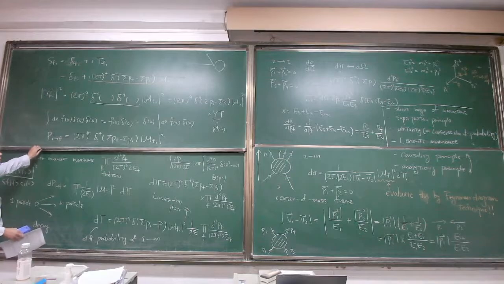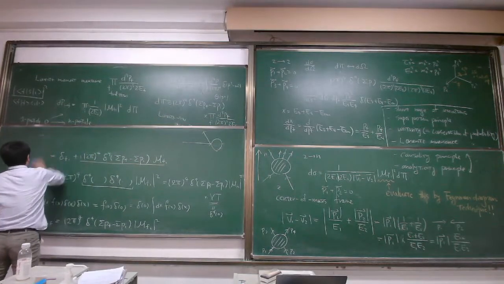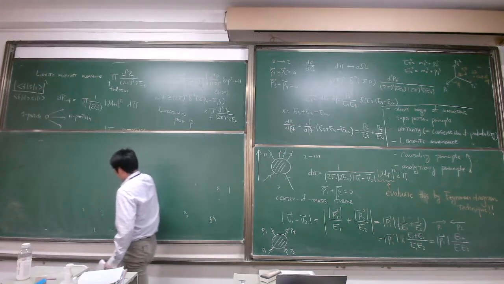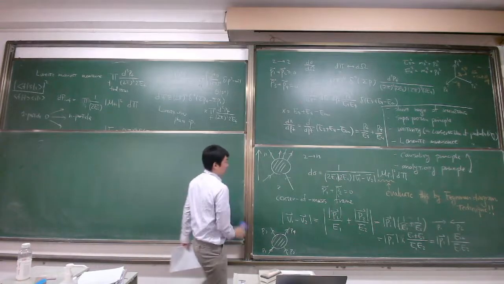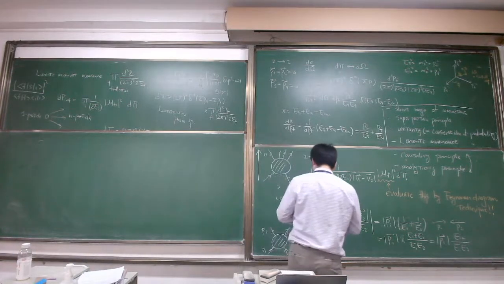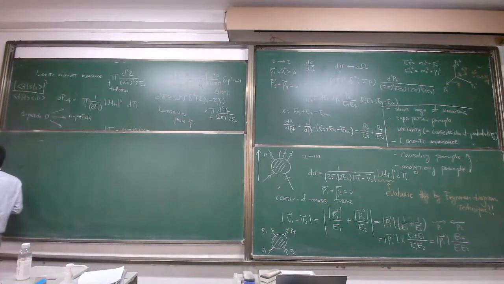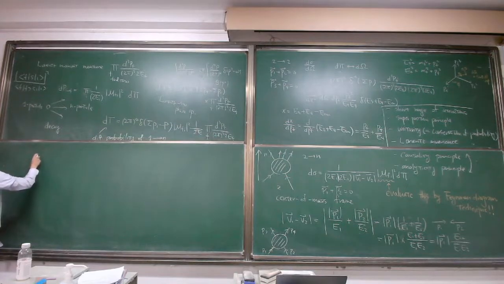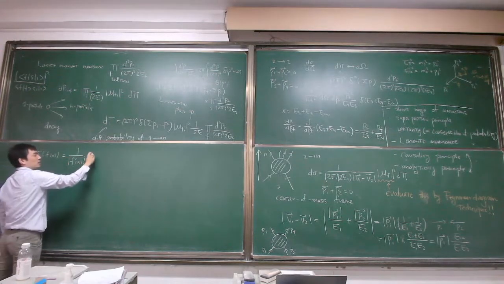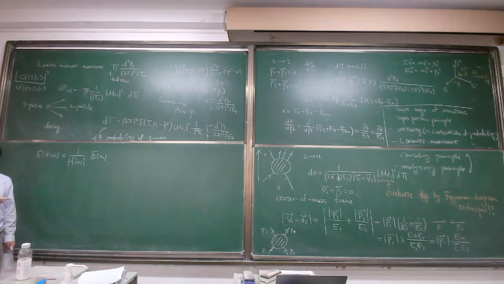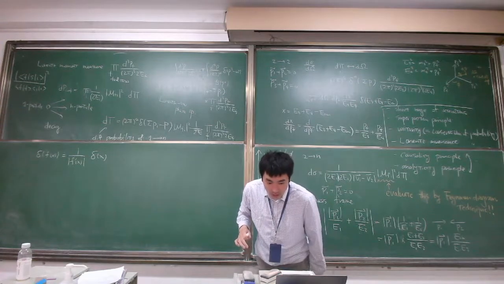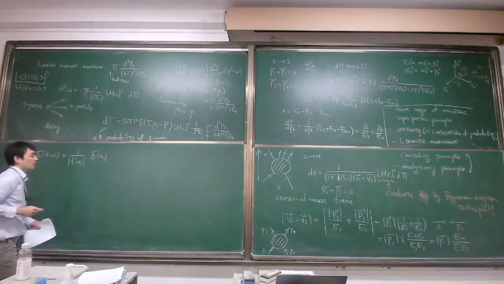Which one should be erased? So we know that delta of f(x), correct me if I'm wrong, is 1 over f prime of x, and then like this way. Am I correct? Do you remember?